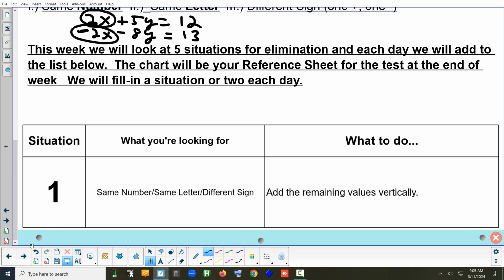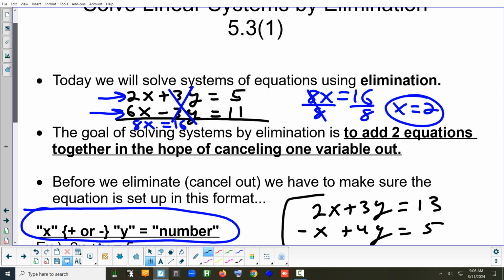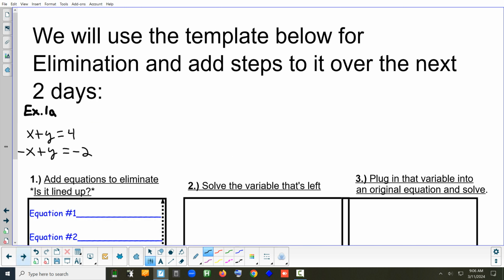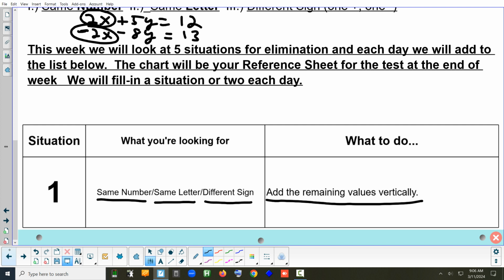All right, so the first type of situation that you can have, they give you a problem that already has the same number, same letter, opposite signs. They give it to you set up like that. All you have to do is just add the equations. Just like we did right here: 2x plus 6x, 3y plus negative 3y, and 5 plus 11. You just add them vertically. And the hope is when you add them up, something will cancel out.